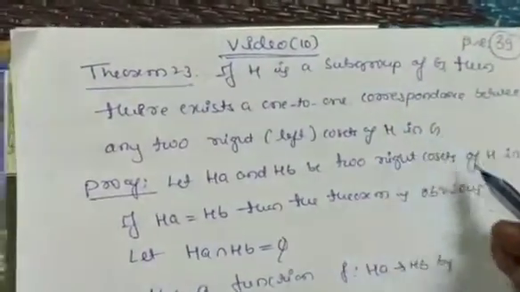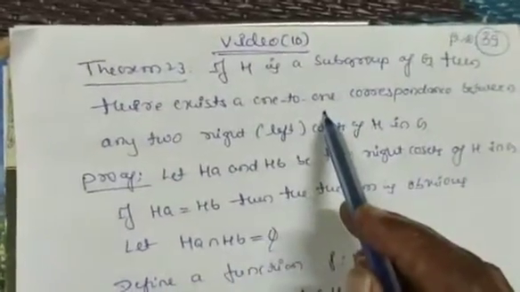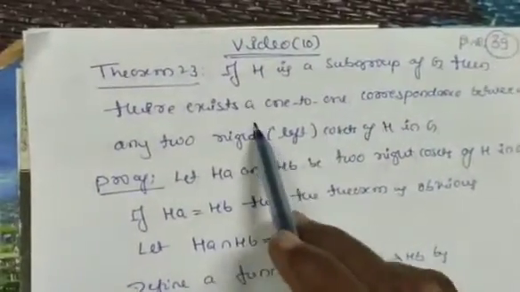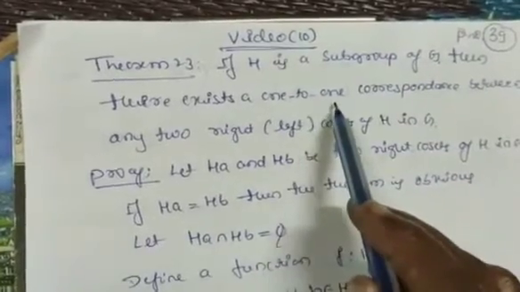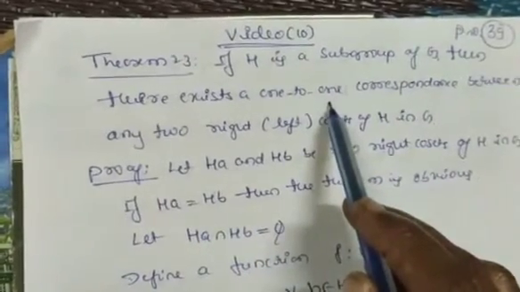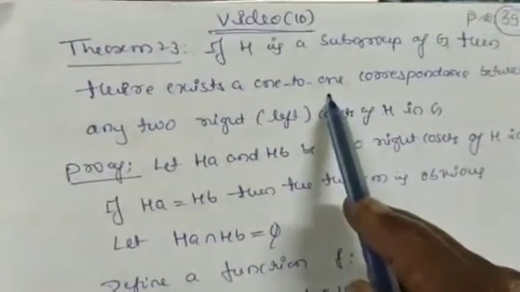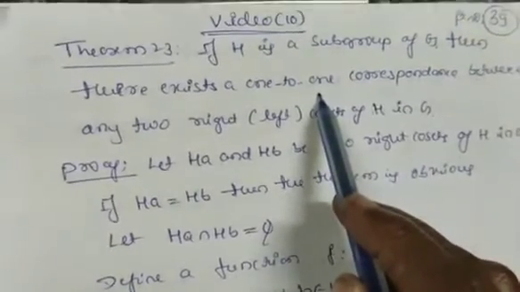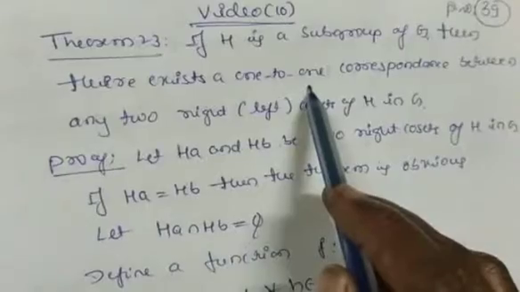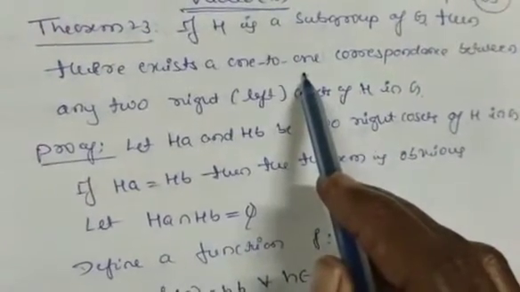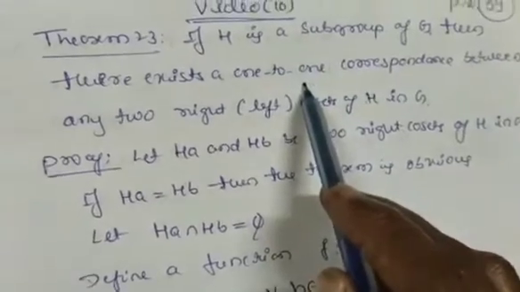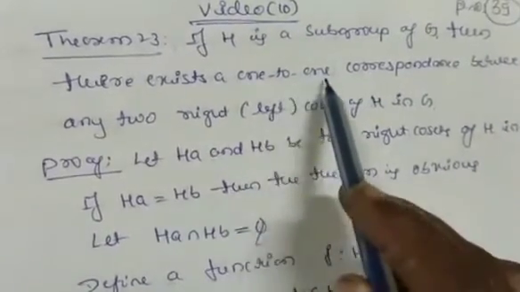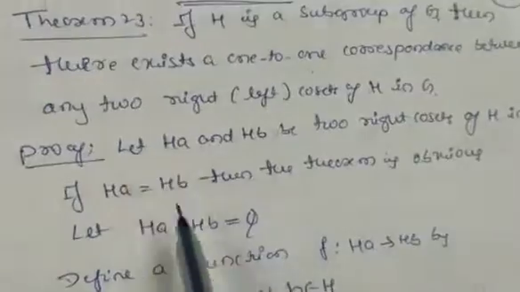So one-to-one means 1-1 and onto. You know, 1-1 means if the elements are equal, then the images are also equal, and onto means if all the elements are the images of a set, then we can say that it is an onto function. If any function satisfies both 1-1 and onto, then we can say that it is a one-to-one correspondence.